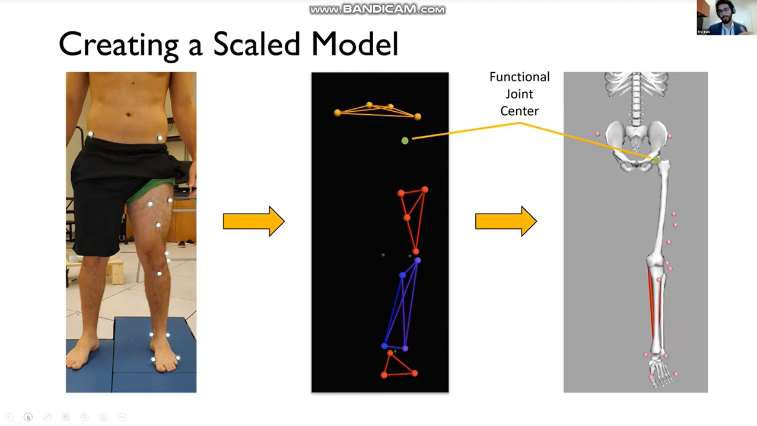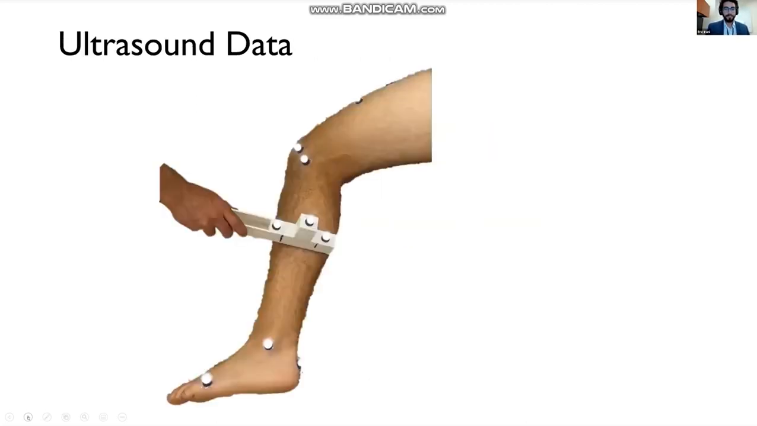And this is extremely important because we base our bone geometries off these different functional joint centers as well as marker placements. And that affects our insertion and origin points for our muscles, which we still continue to use in our muscle pathway development for this experiment.